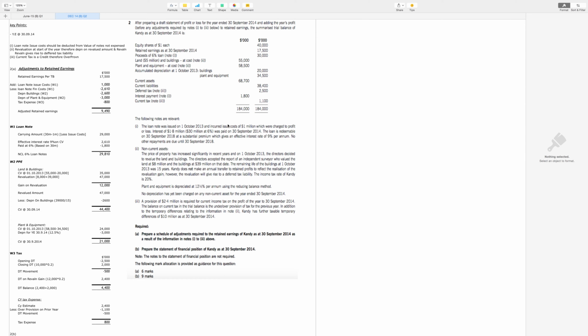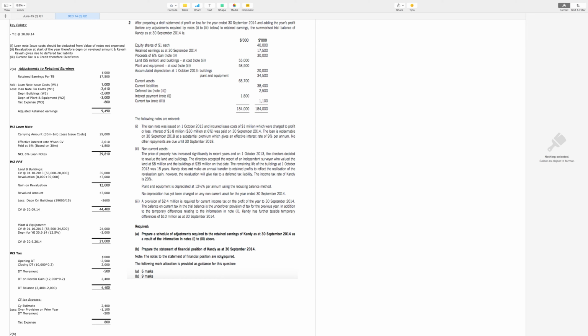The first is about a property that has increased significantly in the recent years, and on the 1st of October 2013 they decided to do a revaluation. Note, it's the 1st of October 2013, so this is at the beginning of the year. It's very important in revaluation questions that you identify whether it's the beginning or the end of the year, because this affects your depreciation charge within the year. So after coming back, they've accepted a revaluation report where the land's at 8 million and the building's at 39 million. And it then goes on to tell us, which is useful for our depreciation calculation, that there is a remaining useful life of buildings of 15 years.